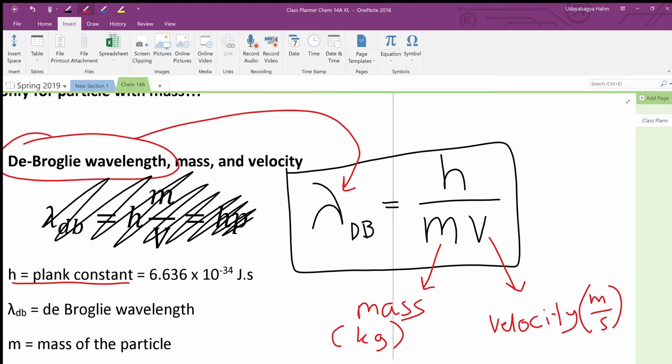So this is another wavelength equation, but this is called the de Broglie wavelength, and it's basically for any other object that's not light, because for one, they don't move at the speed of light, and all other objects have a mass.